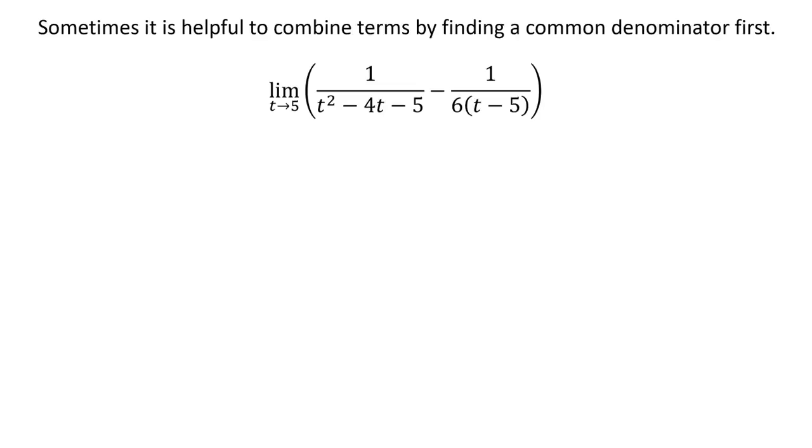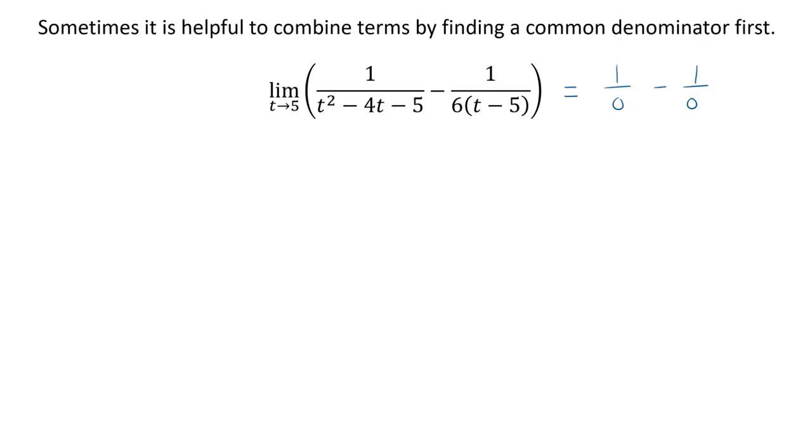In this video, I want to talk about another technique for evaluating limits when direct substitution and factor and cancel techniques do not work. So let's look at this example. Here we have the limit as t approaches 5 of 1 over t squared minus 4t minus 5 minus 1 over 6 times t minus 5.